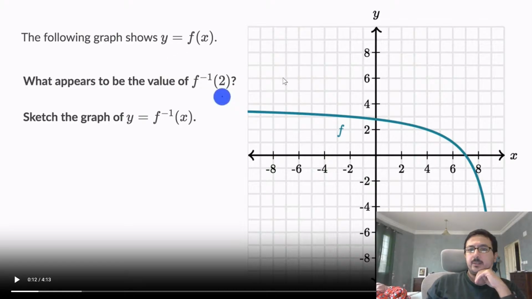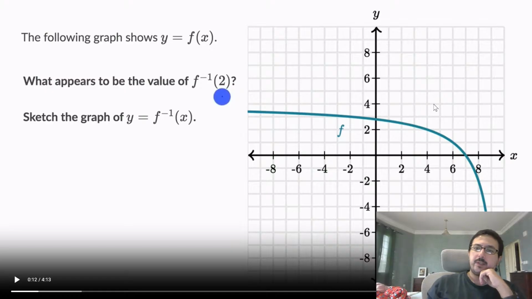So I got x is 6. I got 2. Am I correct? I got 3. Yeah. So sketch the graph of. It's going to be from here.